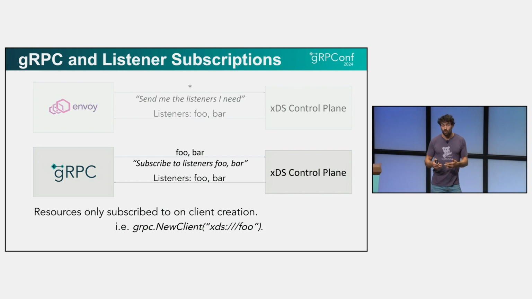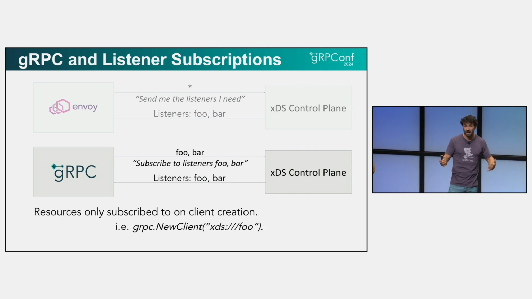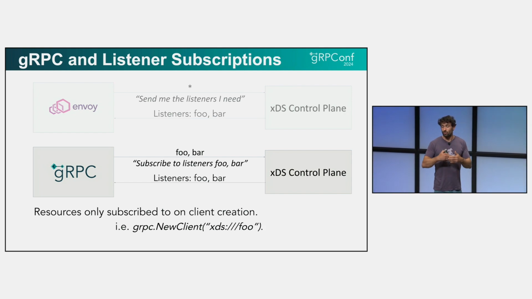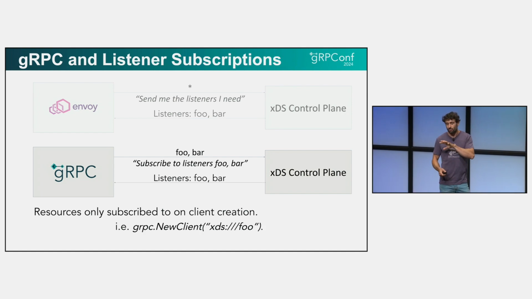gRPC will wait for your application to actually create some clients and send RPCs to them, to lazily go and fetch the things that you need, which is actually very nice on the control plane side because you don't have to have knowledge of these applications. They will just come and ask for what they need. We had to change our control plane, which had this assumption that it needs to know everything about the nodes, in order to properly deal with gRPC.